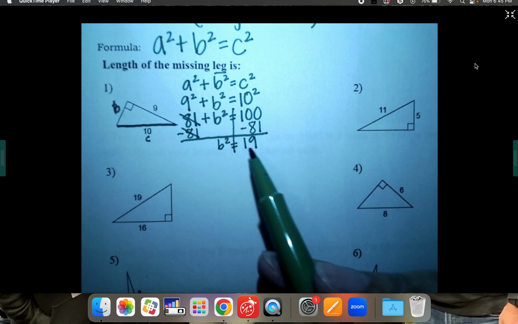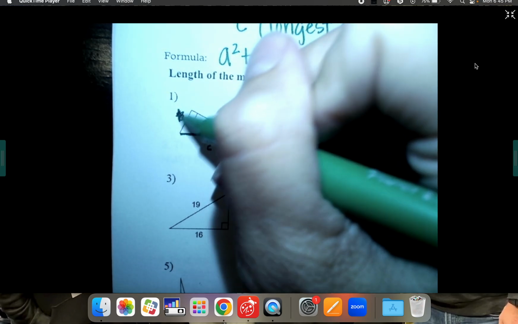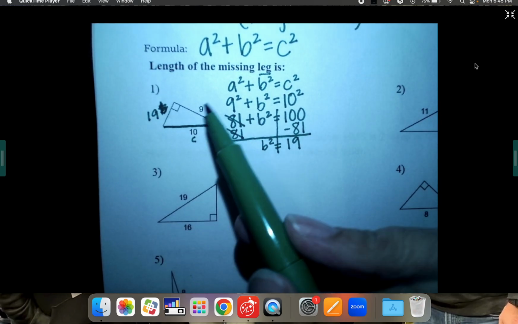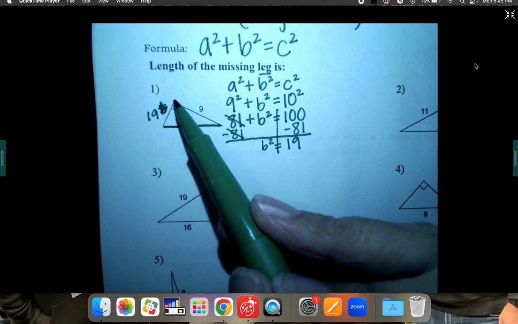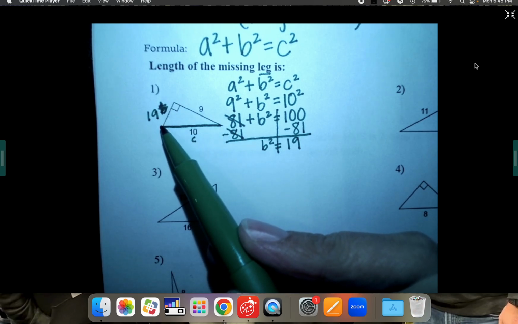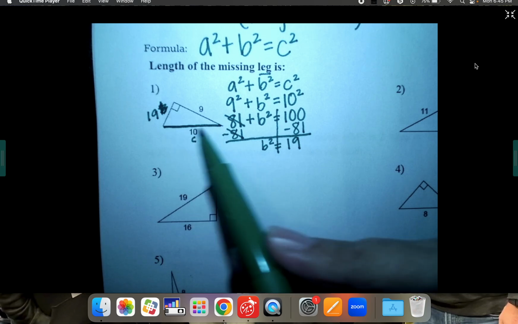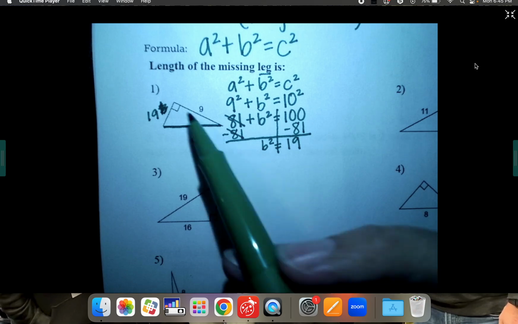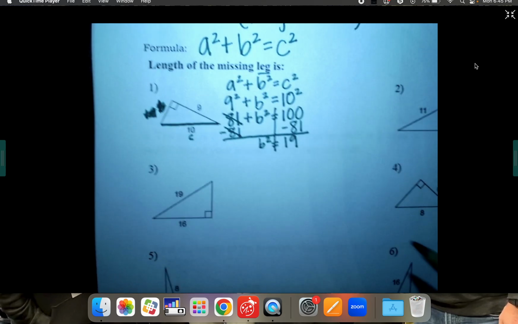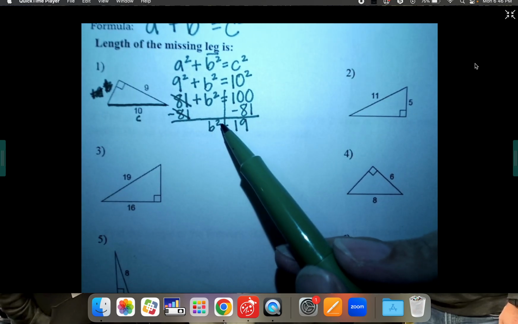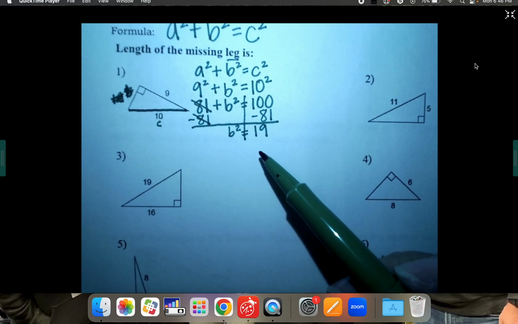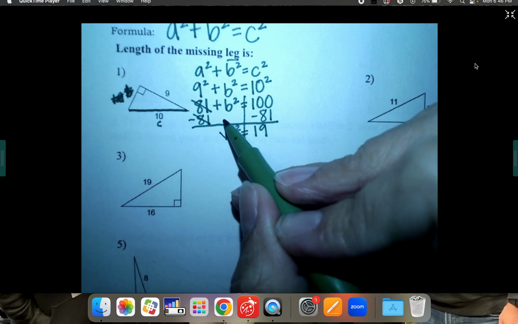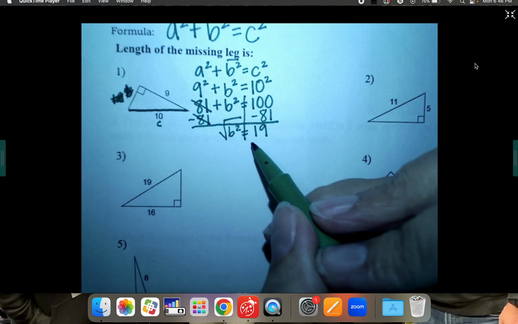I know it's not appropriate for 19 to be the answer, because if I were to come over here and put 19, let's see if that makes sense. 9 is a leg, 19 is a shorter leg, and 10, the longest side, the hypotenuse, is 10? No, because 19 would have been the longest side. So I know 19 is wrong, but that's because that's what B squared is. Remember from our previous video, the last step, if you have something squared, you need to unsquare it, which means find the square root of it.